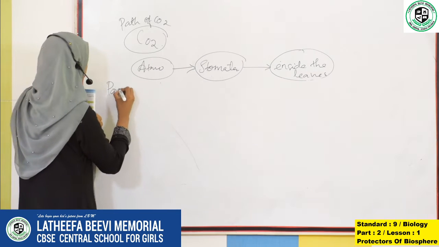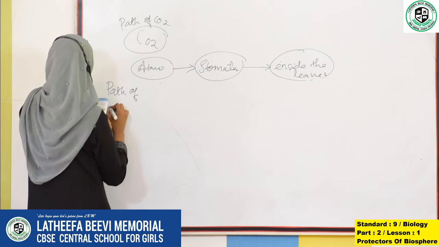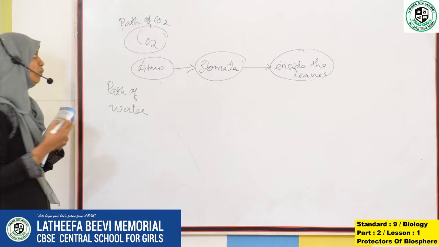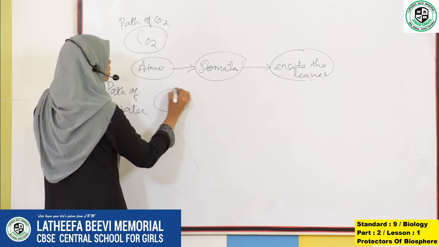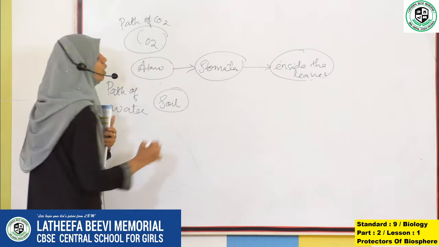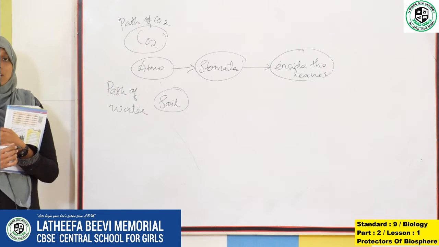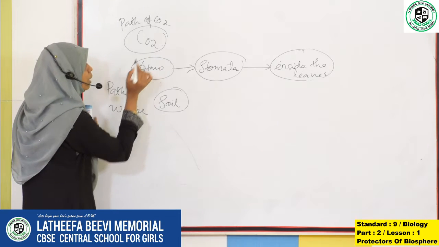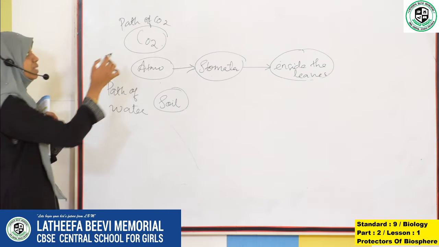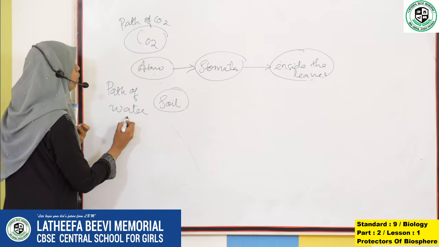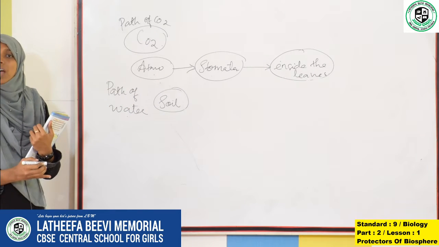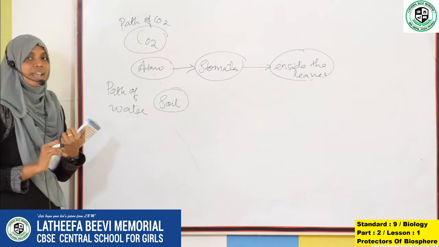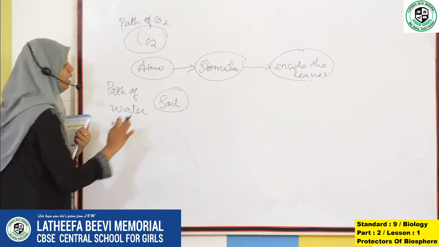Path of water. How does the water travel? From the soil, the plants get water. Where does the carbon dioxide come from? The carbon dioxide comes from the atmosphere and the water comes from the soil. So the path of water begins from the soil.